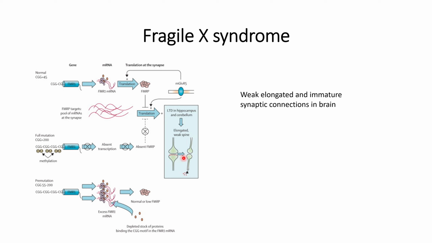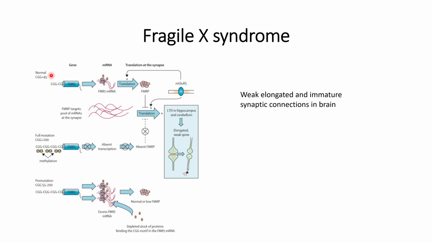However, in the case of Fragile X syndrome, this synaptic connection gets elongated, and that might lead to several problems in the brain, such as the motor connection getting affected, and there are other problems also. So let us understand the mechanism, and why or how this Fragile X syndrome occurs.